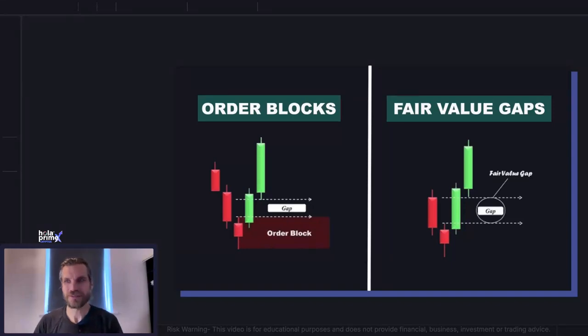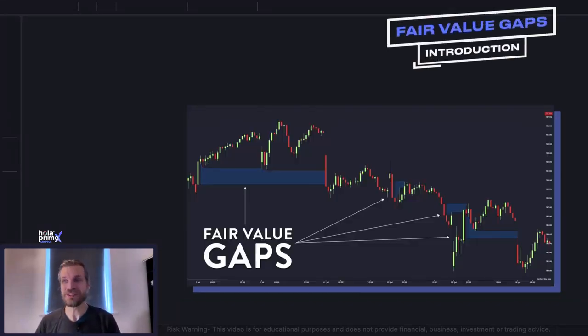Order blocks and fair value gaps. A fair value gap, or FVG, is a temporary price discrepancy between a coin or token's current price and its fair value price. It's usually caused by an imbalance between buyers and sellers following a big price move in either direction. So how do you spot a fair value gap on a price chart?